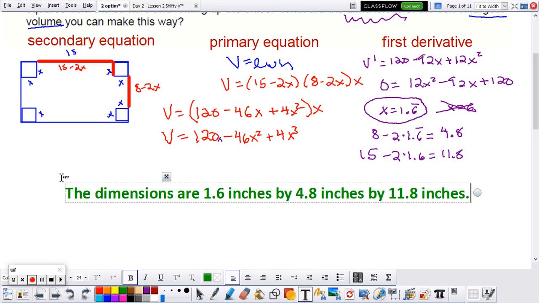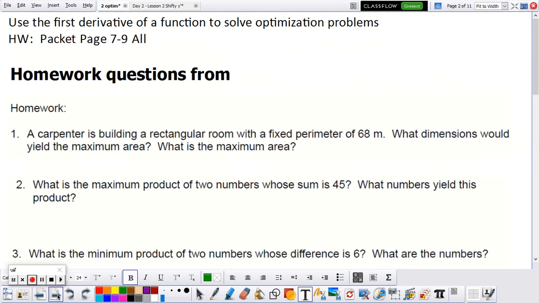Okay. So I'm not going to do every single problem with you from these pages together because some of them are a little similar. We are going to do number 2 together. So go ahead and read number 2.